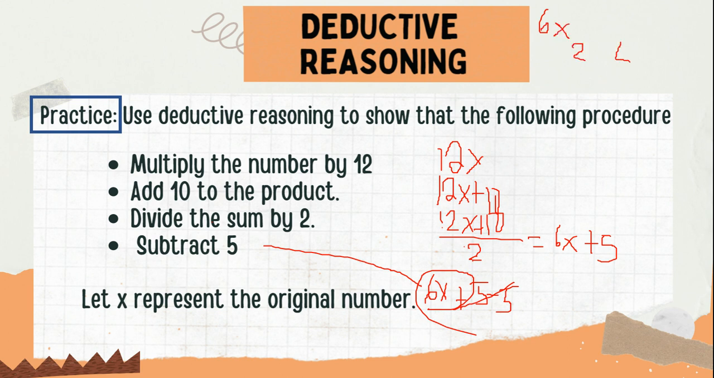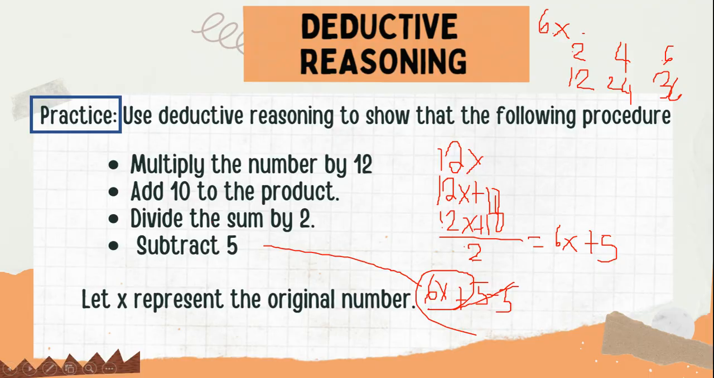For example, 2, 4, 6. So, i-substitute ang 2 sa x. So, 6 times 2, 12. Next is 4 times 6. 4 times 6, 24. 6 times 6 is 36. So that is for deductive reasoning. So we are now done to the inductive and deductive reasoning.